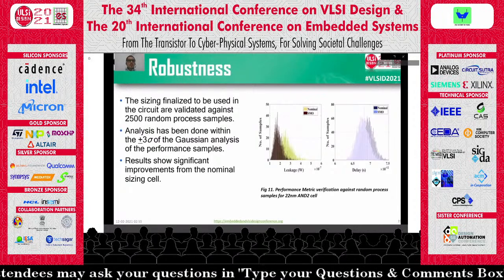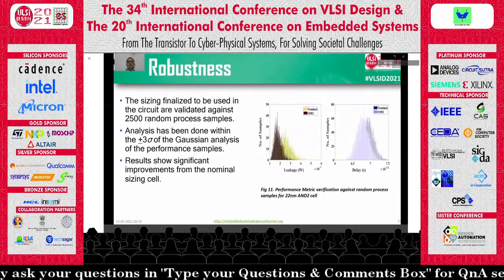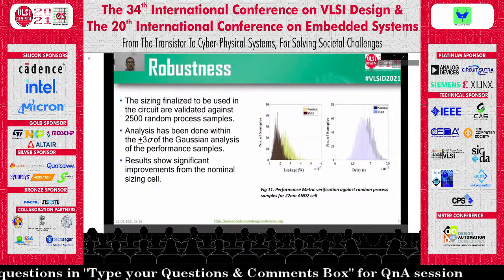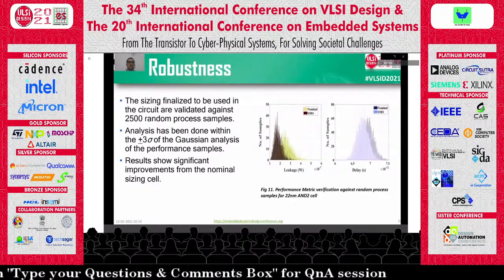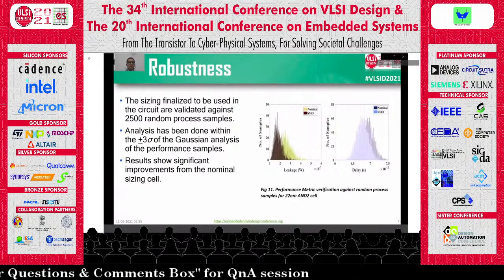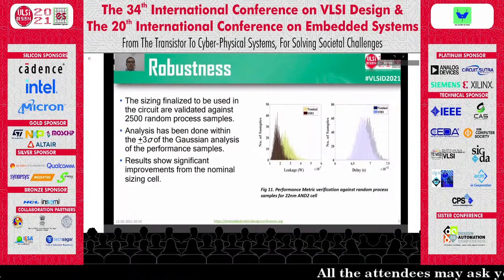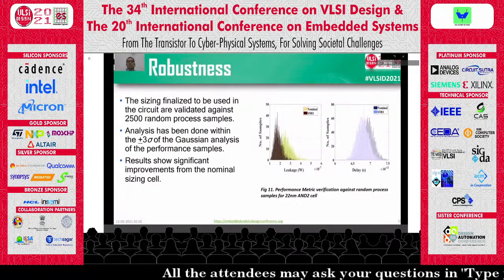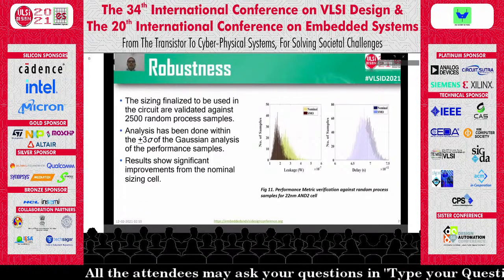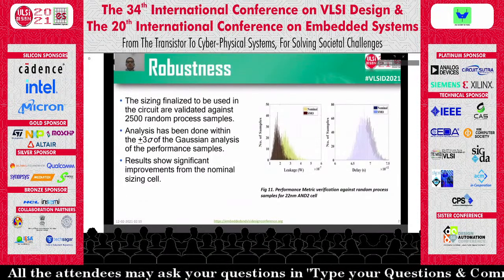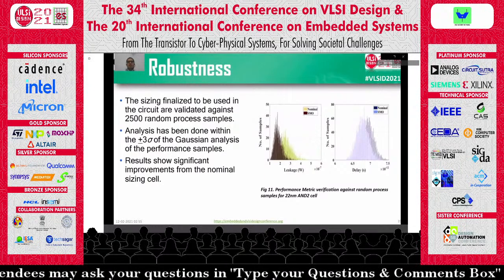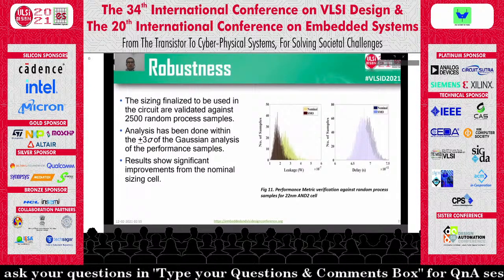So this figure shows the result obtained when the final solutions are tested against 2500 random process value combinations, and a Gaussian analysis of the responses is done within plus minus 3 sigma boundaries. This graph belongs to the 2-input AND gate, and it shows about 30% improvement of the mean of the responses for this cell.